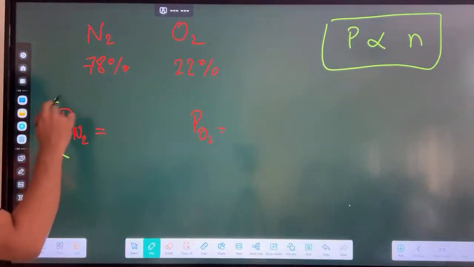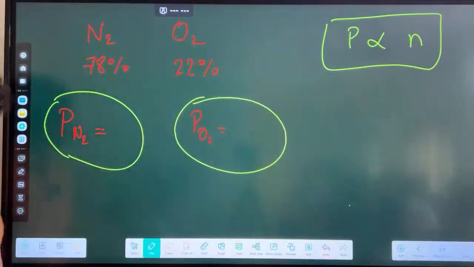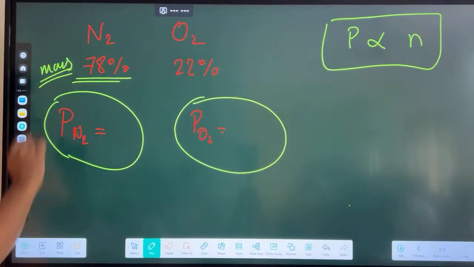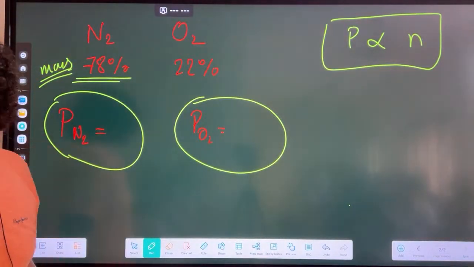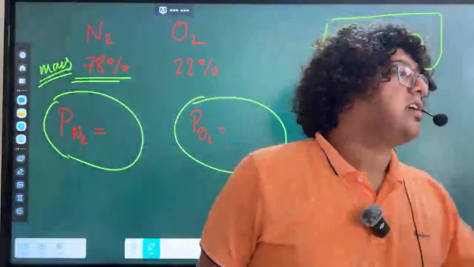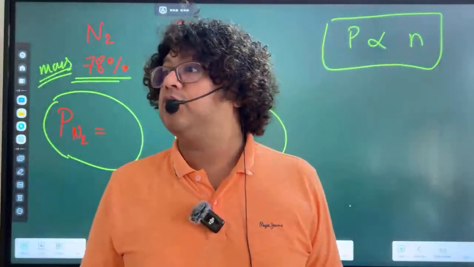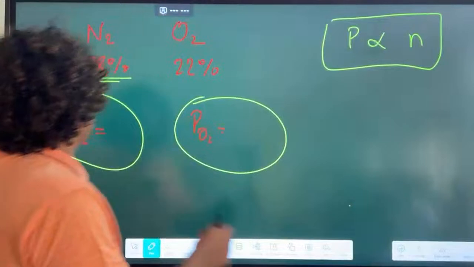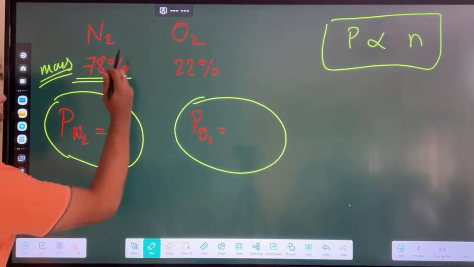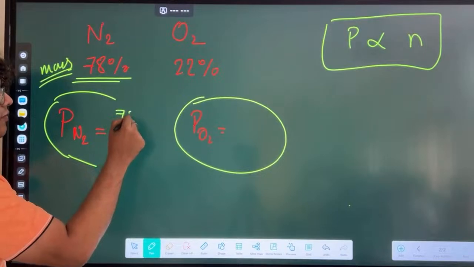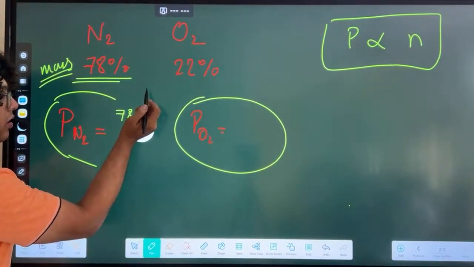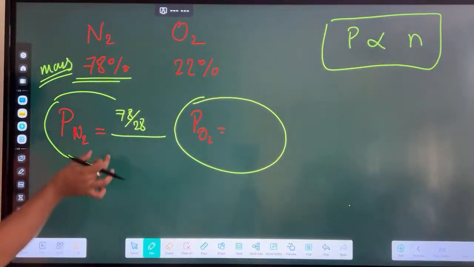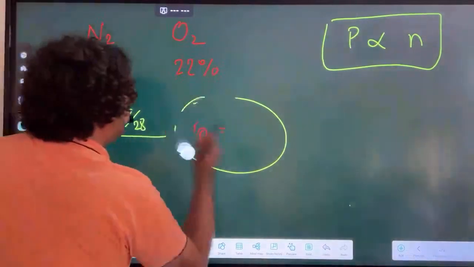So in this case, when I am supposed to find out partial pressure, it cannot be on the mass percentage. This is mass percentage, na? Got it? So first assume that the gas I have is 100 grams. If I have 100 grams of gas, 78 grams is nitrogen, 22 grams is oxygen. So what is the partial pressure of nitrogen? Moles of nitrogen, 70 by 28, upon the total number of moles.